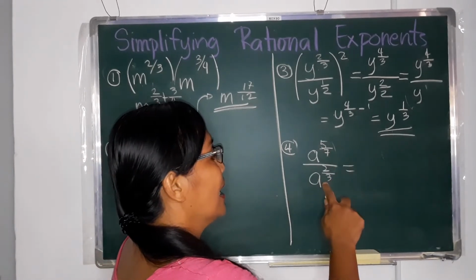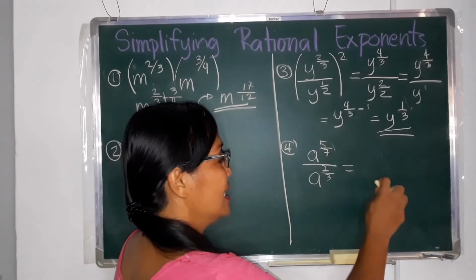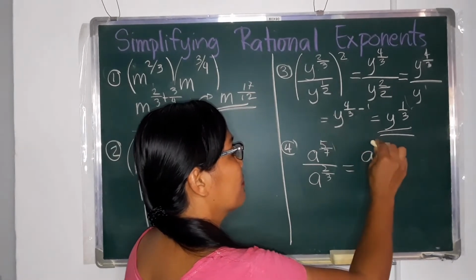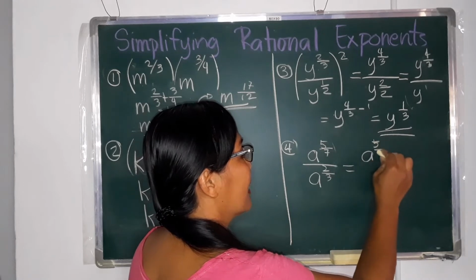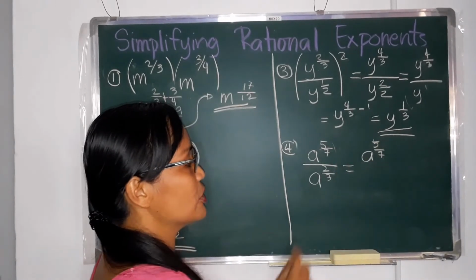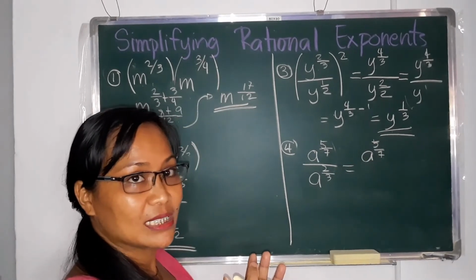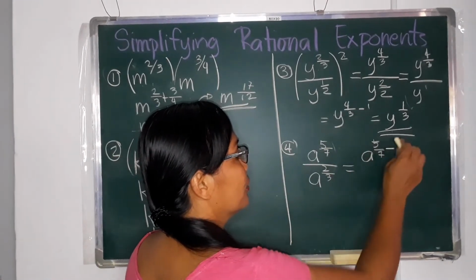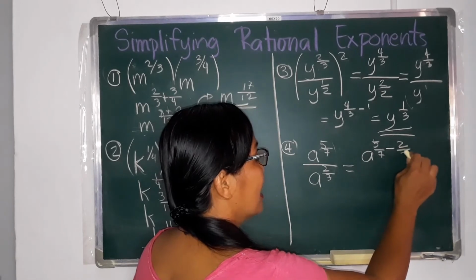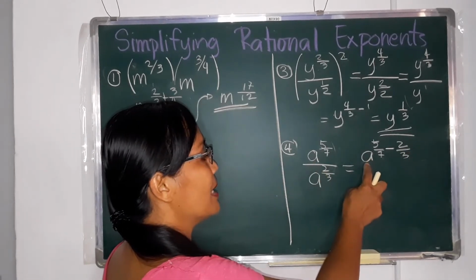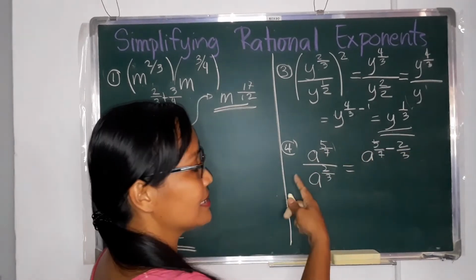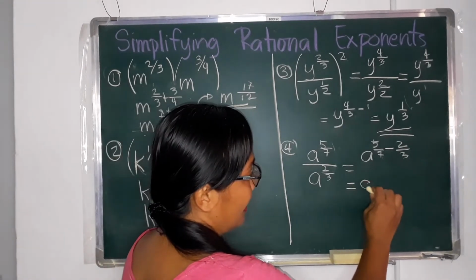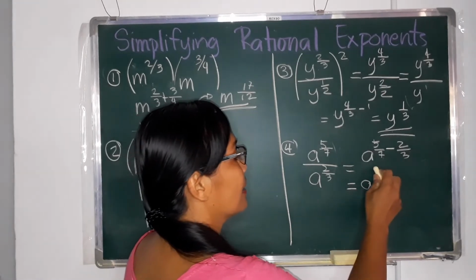Better follow on the top. So, let's move on the top. A, copy 5/7. And if it is division, what we need to do with the exponent is subtract. So, 5/7 minus 2/3. Why? Because they have the same base. So, just copy the base and then subtract since it is division. That's the law. Again, copy the base A, then subtract the numerator.